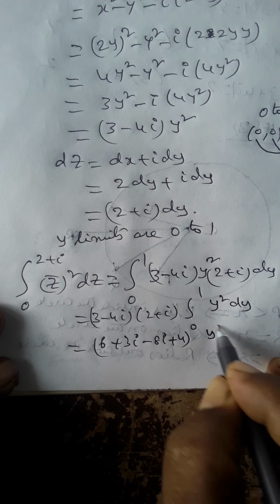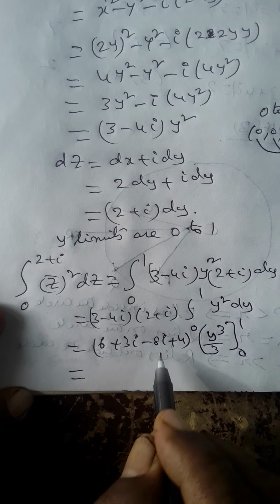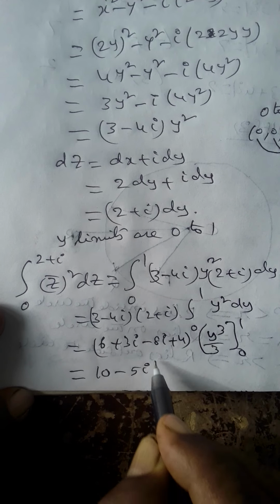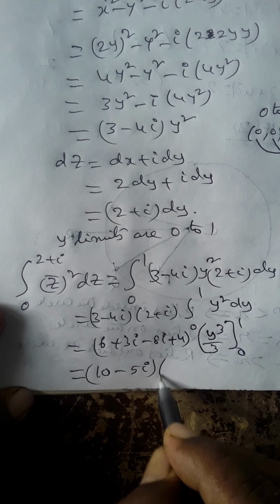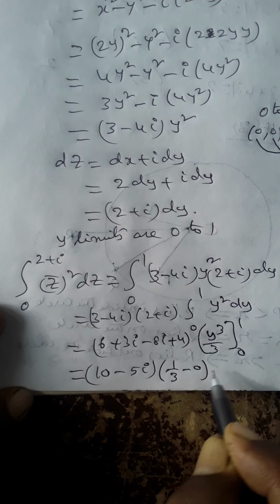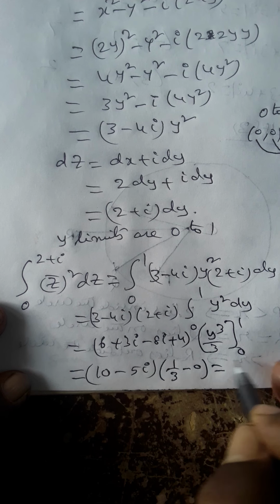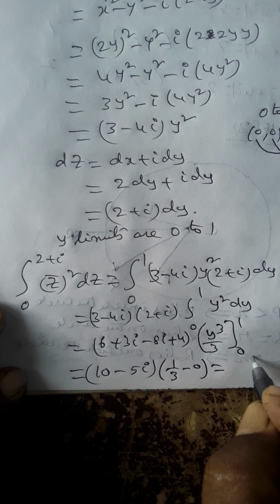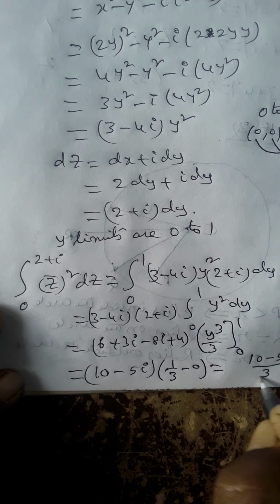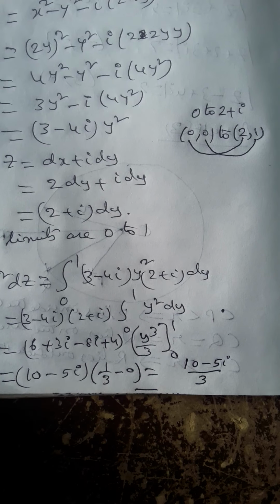Integral of y² is y³ by 3, from 0 to 1. This equals (10 minus 5i) into upper limit minus lower limit: 1 by 3 minus 0. Upper limit, instead of y write 1, so 1 by 3 minus 0. So the final answer is (10 minus 5i) by 3.